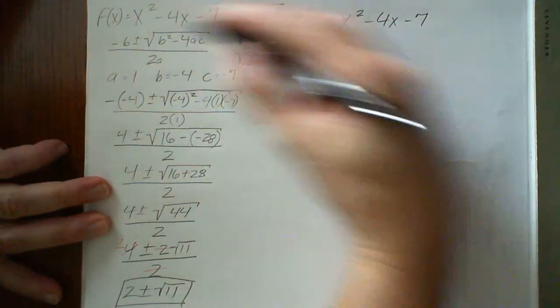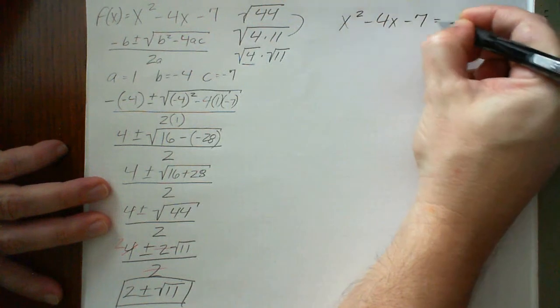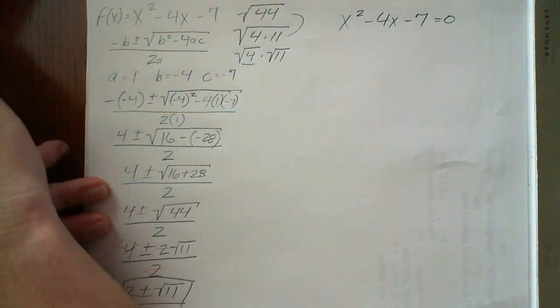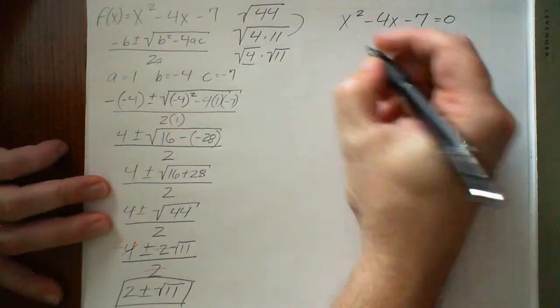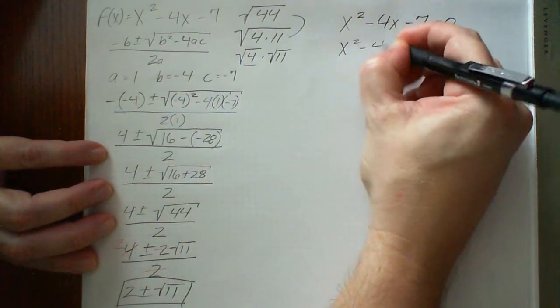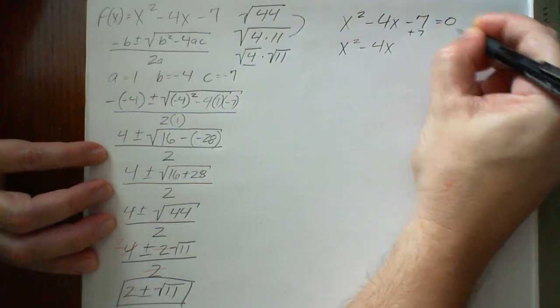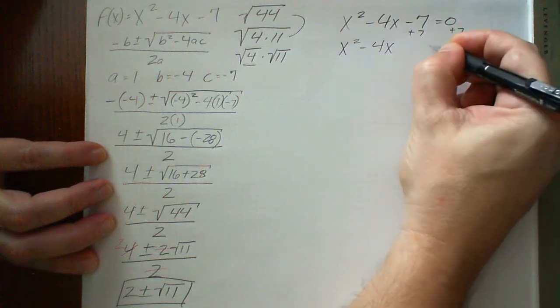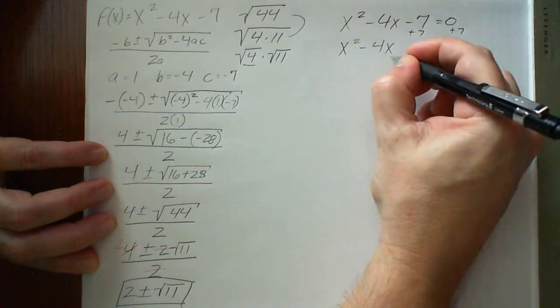Alright, so this is f of x equals this function. I'm just going to set the function equal to 0 for the purposes of completing the square. So we'll have x squared minus 4x. I'm going to add a 7 to each side. That equals 7. You'll notice I left a good portion of space here.